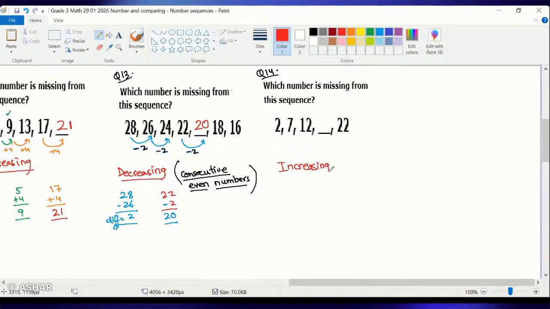because the numbers are increasing, but they don't differ by 1, they don't differ by 2. That means, can we find the difference? 7 minus 2, that should mean 5 is the difference. That means 2 plus 5 would be 7. 7 plus 5 would be 12. And 12 plus 5 should be 17. That means the missing number from this sequence is 17.